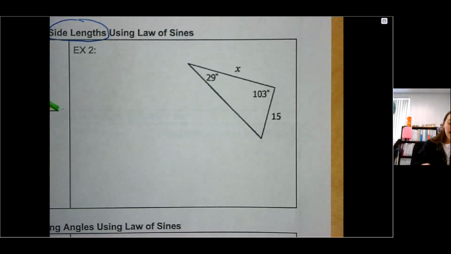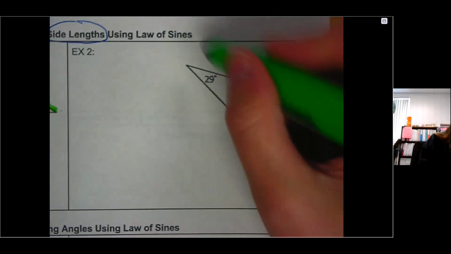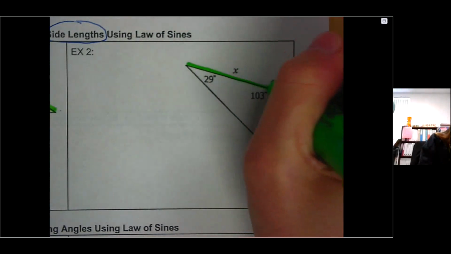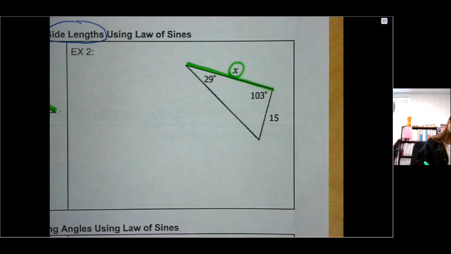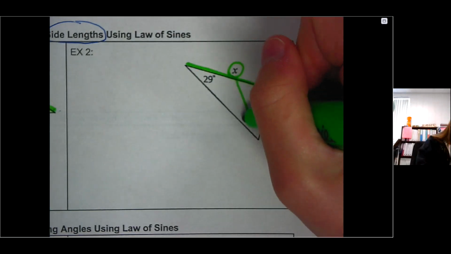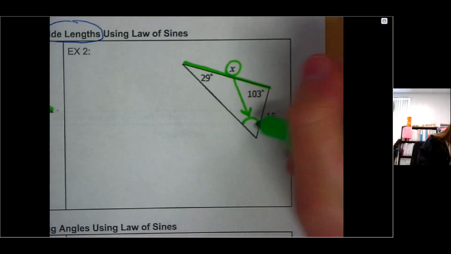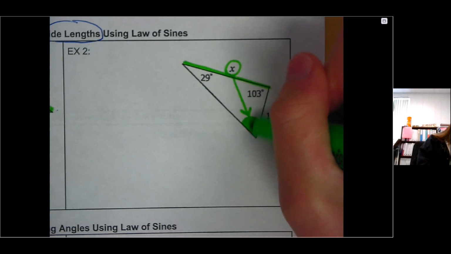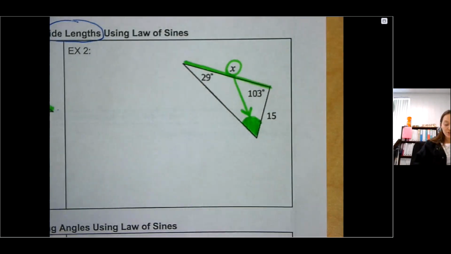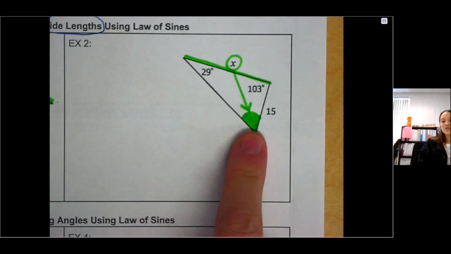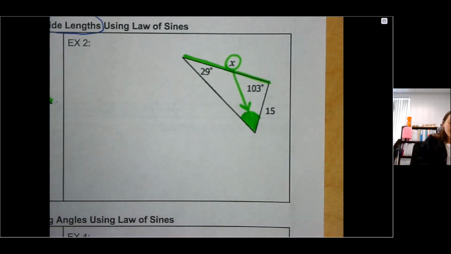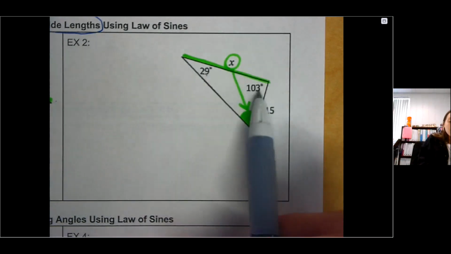Okay, the side that I want to know is this side over here, side x. So this is what I'm looking for. And if I go directly across, the angle is this angle down here at the bottom on the right. Now, I've got a little bit of an issue because the angle that's directly across from the side does not have anything there. I do, however, know that this angle is 29 and this angle is 103.